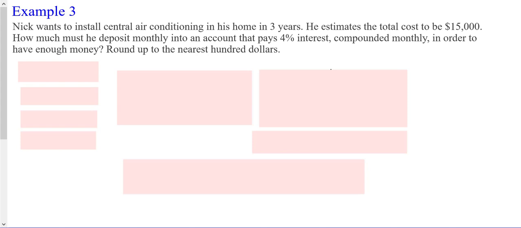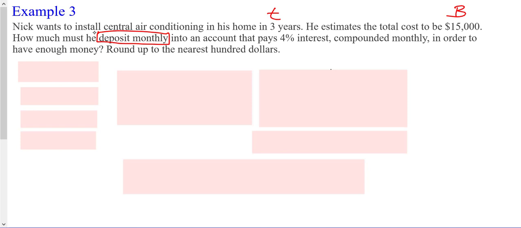So looking at the example, Nick wants to install central air conditioning in his home in 3 years. So our time frame we're looking at is 3 years. He estimates the total cost to be $15,000. So that's how much we need our ending balance to be in the future. How much must he deposit monthly? So the thing that you need to pay attention to here is he wants to deposit monthly. That means he's doing a periodic deposit.